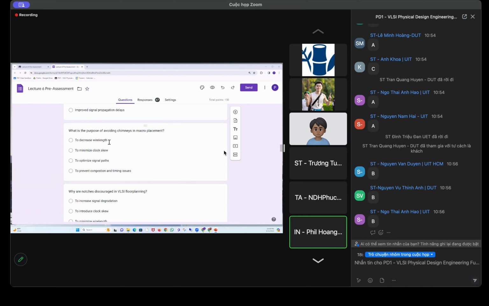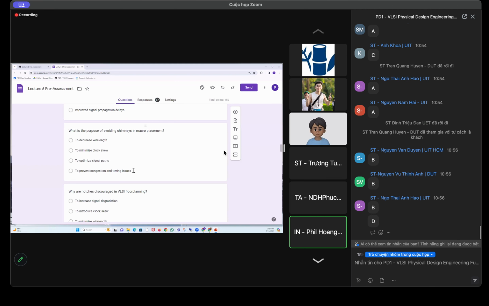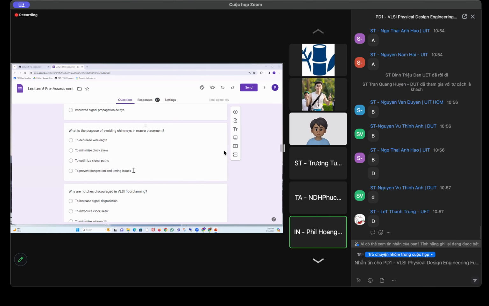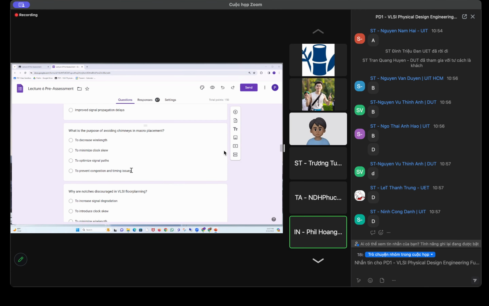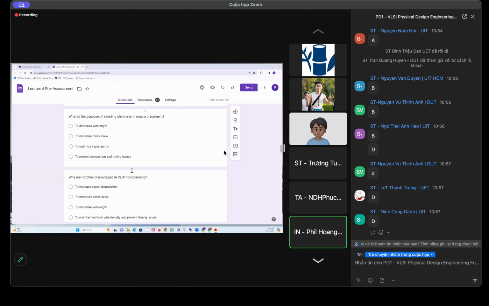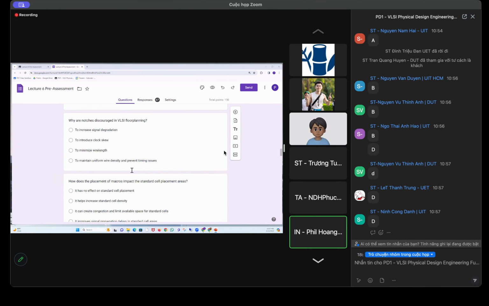What is the purpose of avoiding chimneys in macro placement? Decrease wire length, minimize clock skew, optimize signal paths, prevent congestion and timing issues. Yep, correct. Prevent congestion and timing issues. So it's obvious, right? That's good.